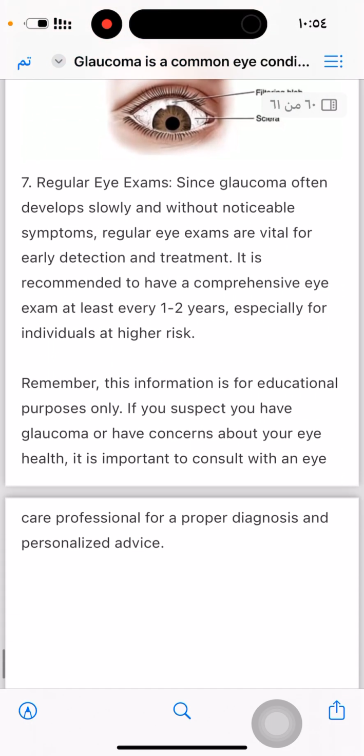So, easy treatment. Regular eye exams. Glaucoma can open or close slowly without noticeable symptoms. Regular eye exams are vital for early detection. Treatment is required to help correction. We must repeat these diagnostic measures every 1 to 2 years for those at high risk.